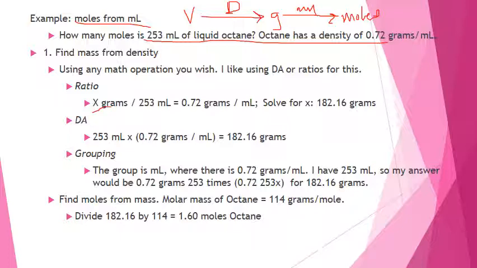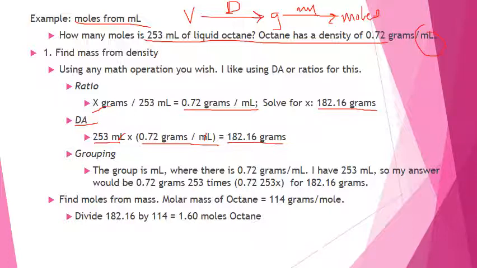If you use ratio, it says x grams per 253 mL has to equal 0.72 grams per mL. Then you simply solve for x, and you get 182.16 grams of octane. If you use dimensional analysis, you do 253 times the conversion factor. You can set this up so the mL cancel out, and again you end up with 182 grams of octane.